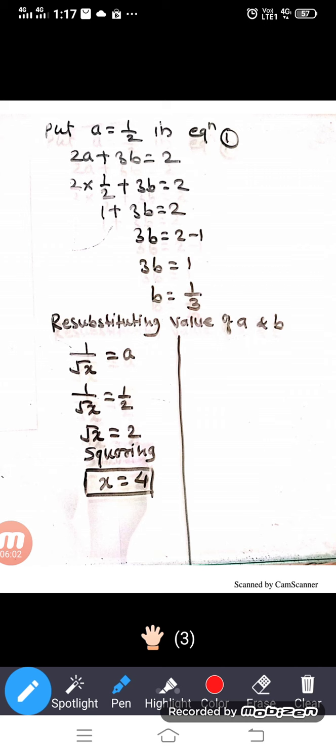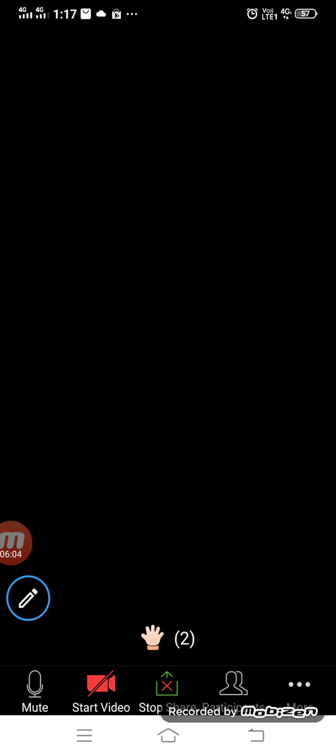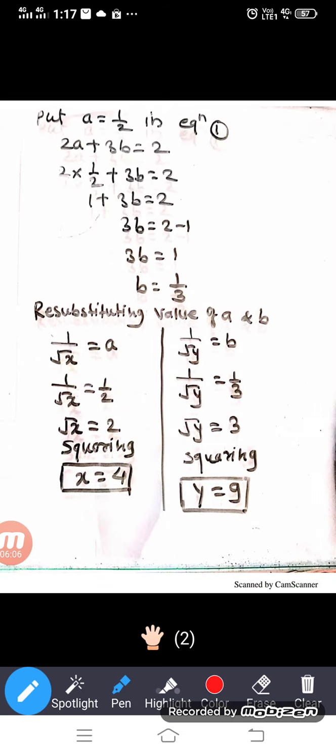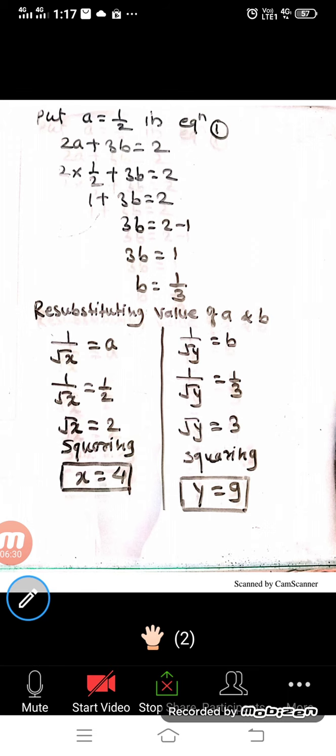Similarly, we substitute 1 upon root y is equal to b. The value of b is 1 upon 3. Then by cross multiplication, root y is equal to 3. Squaring on both sides, root y squared is y and 3 squared is 9. These are the values of the solution of the given equations: x is equal to 4 and y is equal to 9. Write down here.